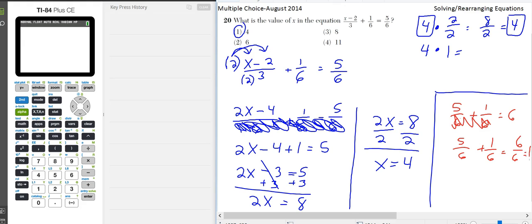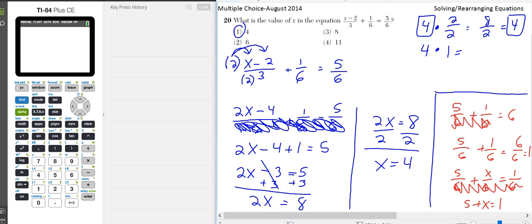But when you have variables, when you have 5 over 6 plus x over 6 is equal to 1 over 6, then you could ignore the denominators and just solve 5 plus x is equal to 1.